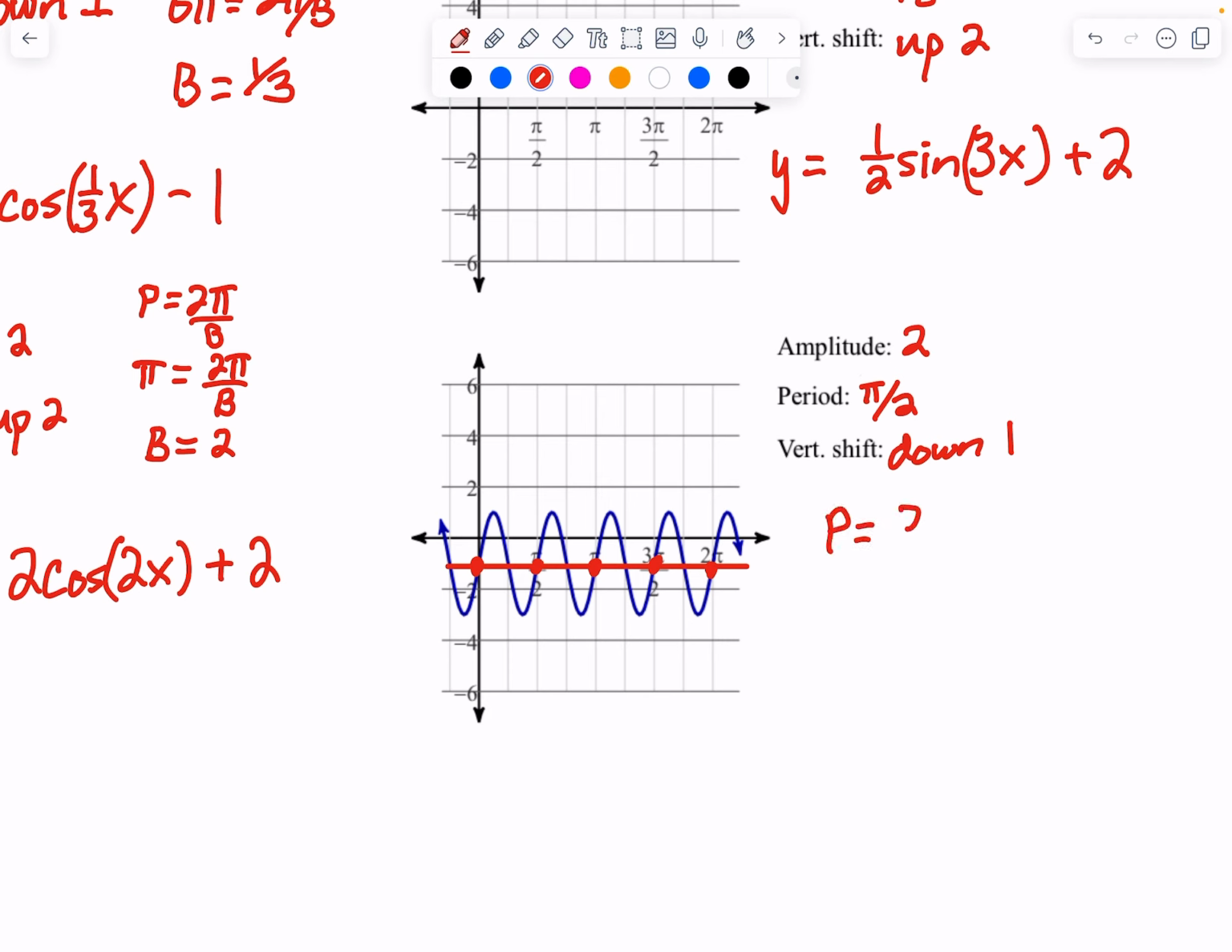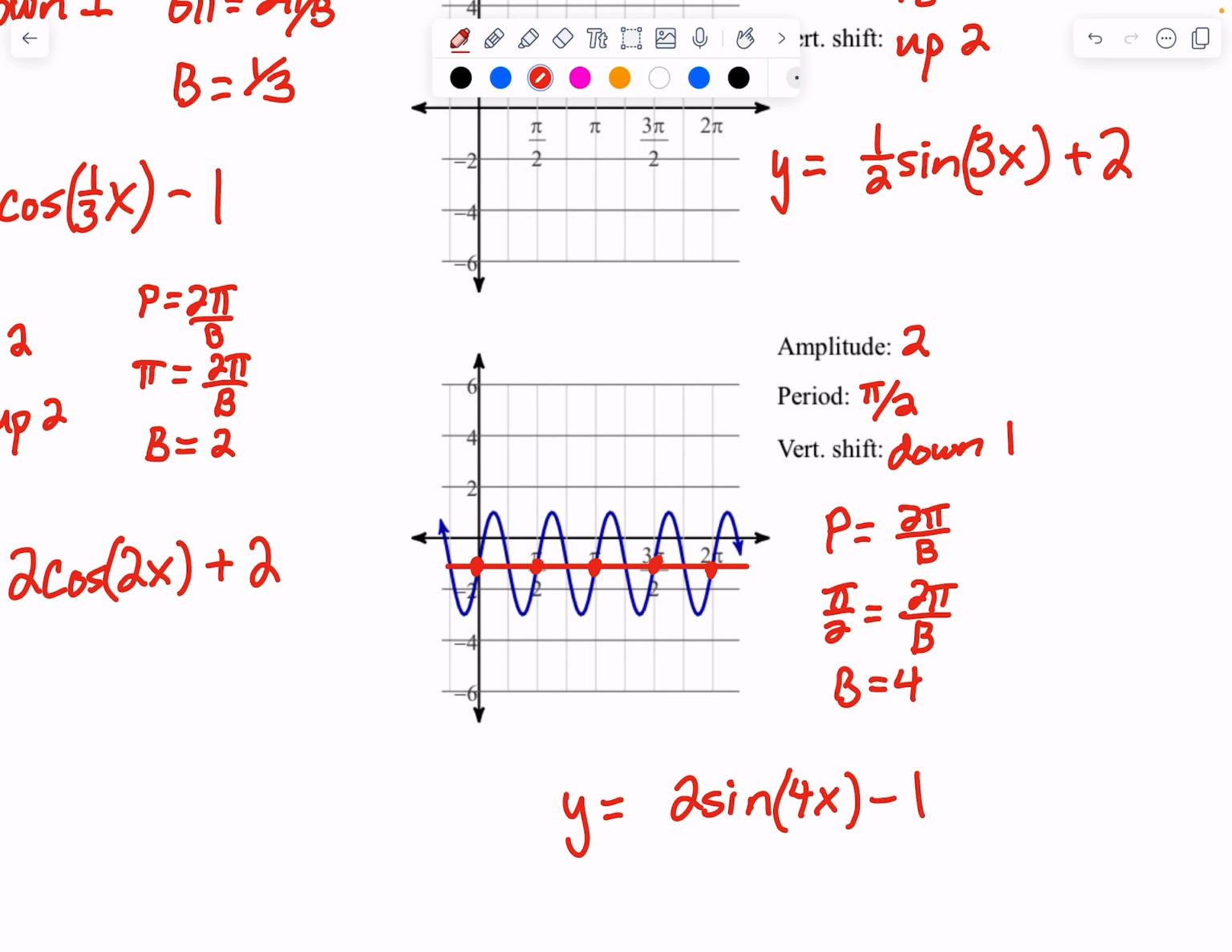Period equals 2 pi over b. And then we're going to plug in pi over 2 equals 2 pi over b. For that to be true, I would need that to reduce. b has to be 4. I can see that it starts on the midline and it goes up, so I know it's a sine with an amplitude of 2. b is 4. It didn't move left or right, so there's no shift inside, and then it moved down 1. All right, there we go.